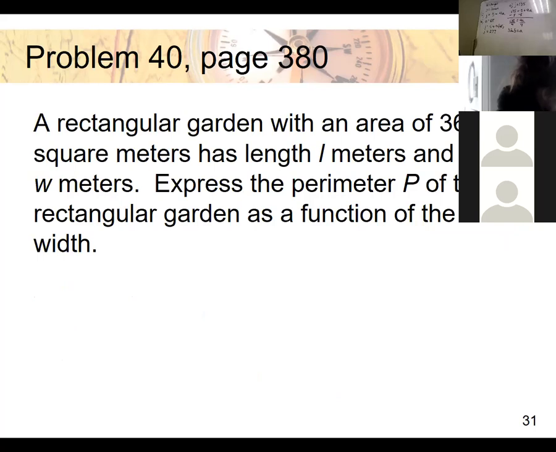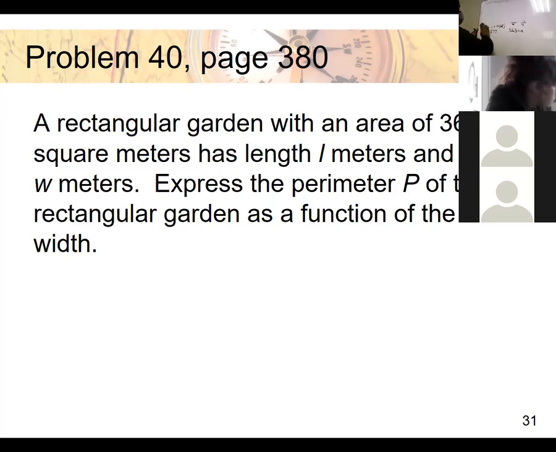Okay, let's look at this one, problem number 40. And that's this: a rectangular garden with an area of 36 square meters has length L meters and width W meters. Express the perimeter of the rectangular garden as a function of the width.